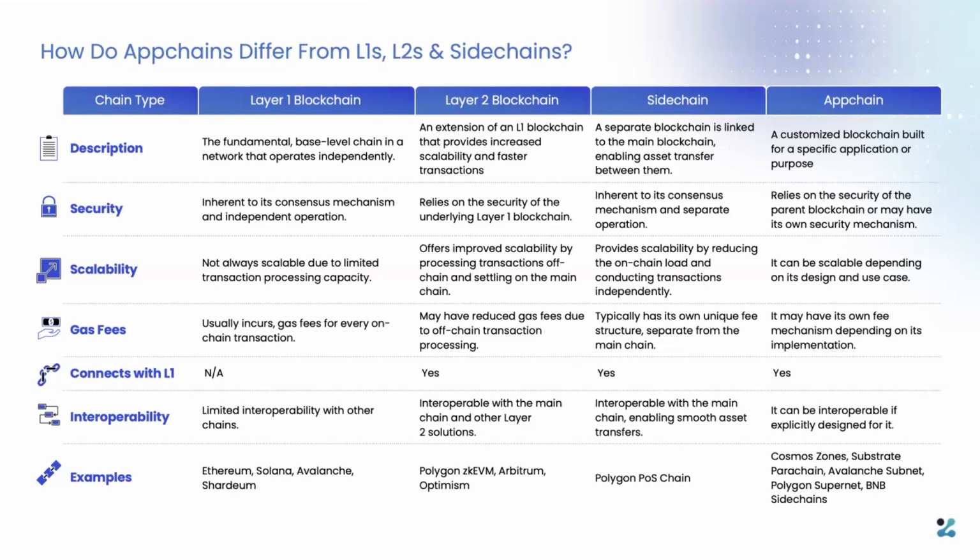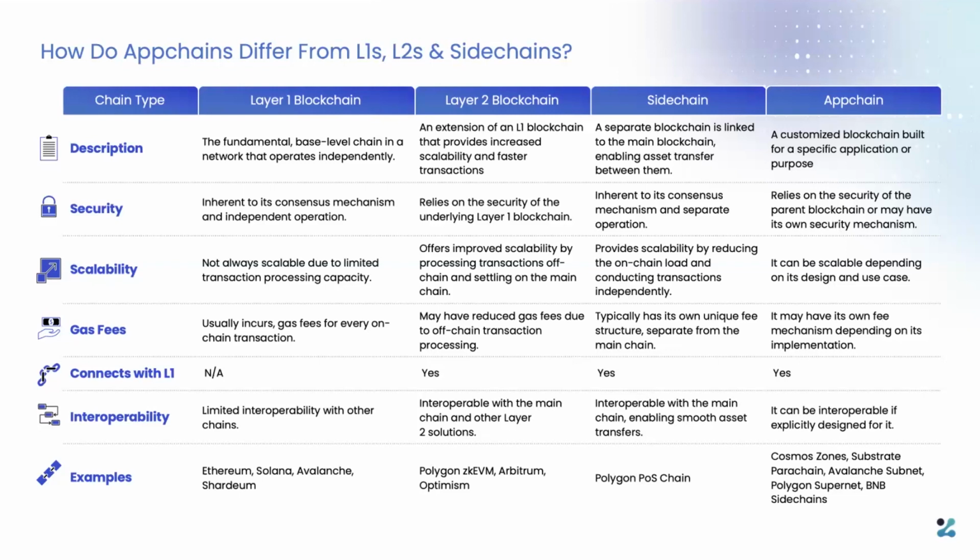And then, interoperability, of course, because it's an independent chain, becomes limited. There are various ways, but those ways are not very robust in terms of providing interoperability with other layer 1 blockchains. Examples being Ethereum, Solana, Avalanche, Shardeum, and so on and so forth.